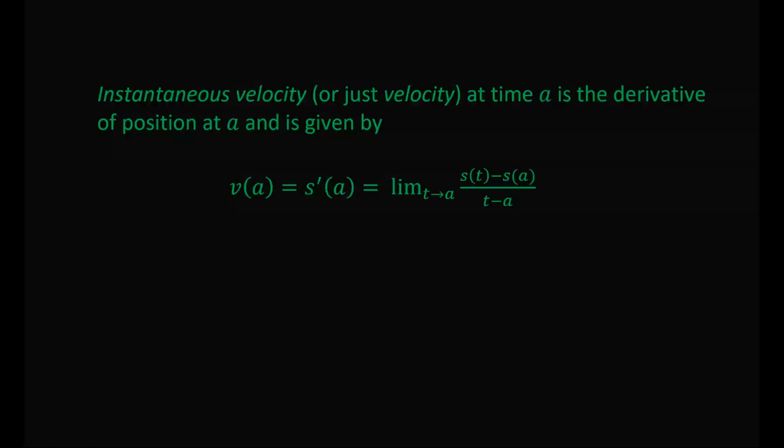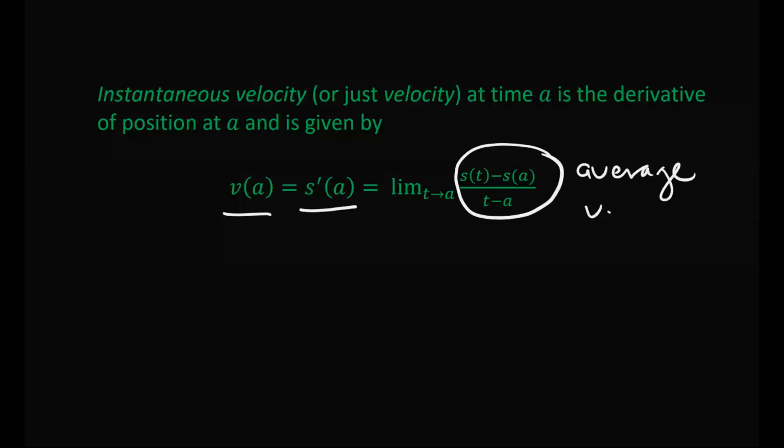We'll denote it v of a, so the velocity at a is the derivative of the position function at a, so s prime of a. And this is just the limit as t approaches a of, and recognize this as average velocity. So it's just the limit of average velocity to get instantaneous velocity.